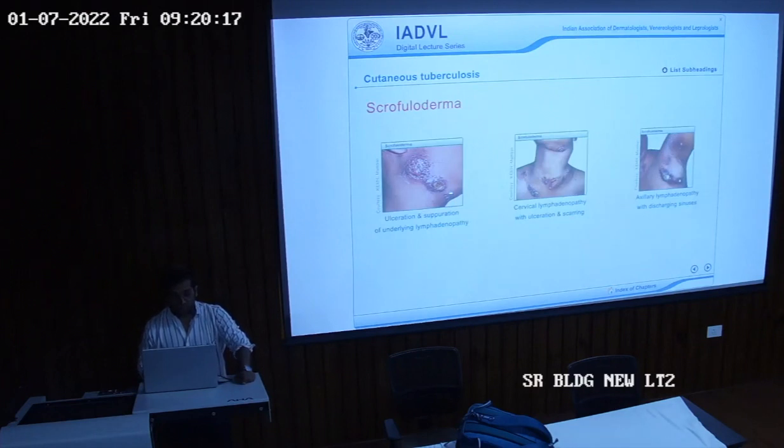So here are your photographs. Scrofuloderma shows ulceration and suppuration of underlying lymphadenopathy. Then scrofuloderma shows a cervical lymphadenopathy with ulceration and scarring, and axillary lymphadenopathy with discharging sinuses.